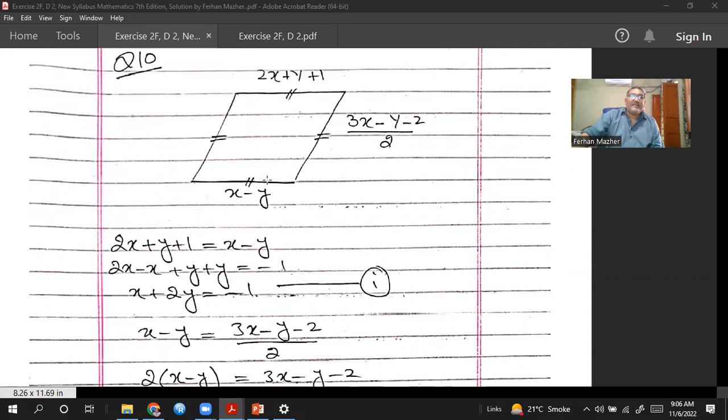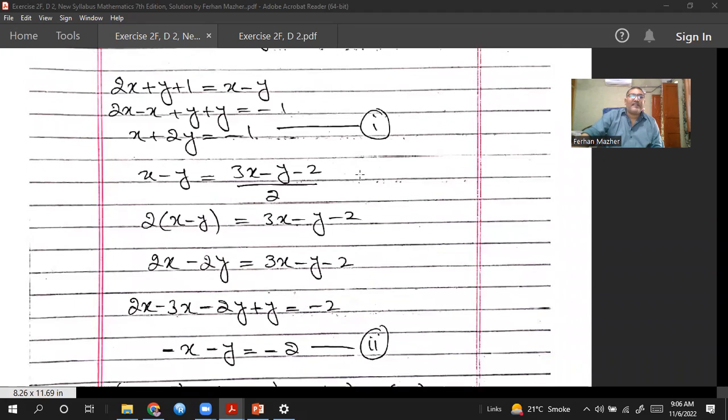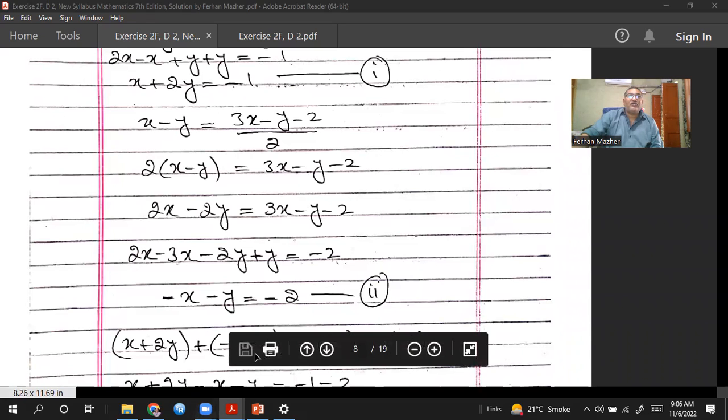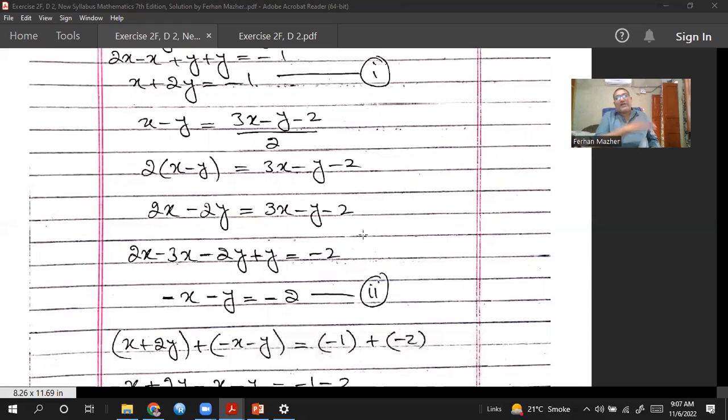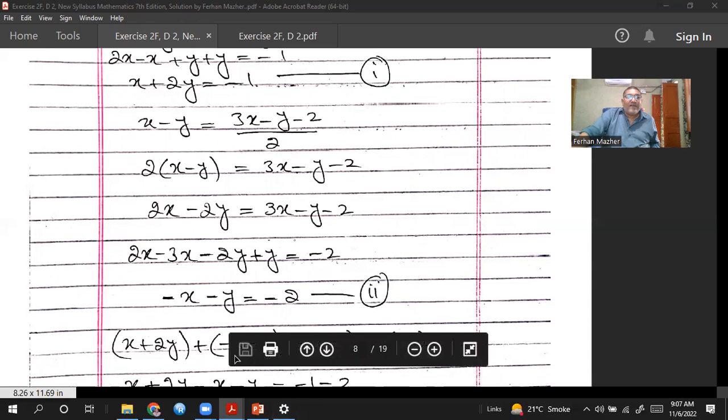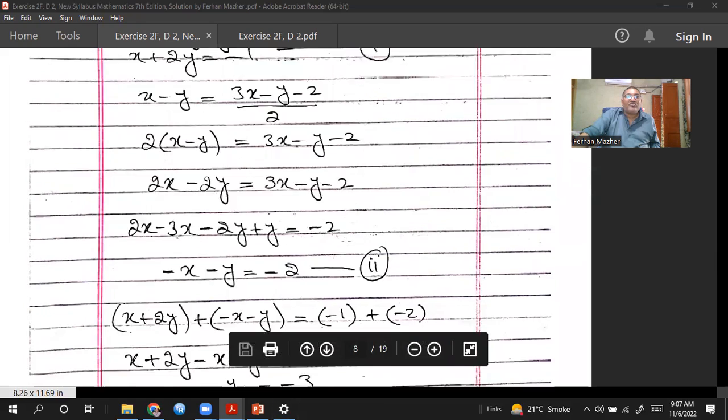Then I will make this side and this side equal to each other, and you can see here x minus y equals 3x minus y minus 2, the whole thing divided by 2. That 2 will come to this side, it will multiply. So 2 bracket x minus y bracket close equals 3x minus y minus 2. So you will have 2x minus 2y equals 3x minus y minus 2. And then you will have 2x minus 3x minus 2y plus y equals minus 2. So you will have minus x minus y equals minus 2. That is my second equation.